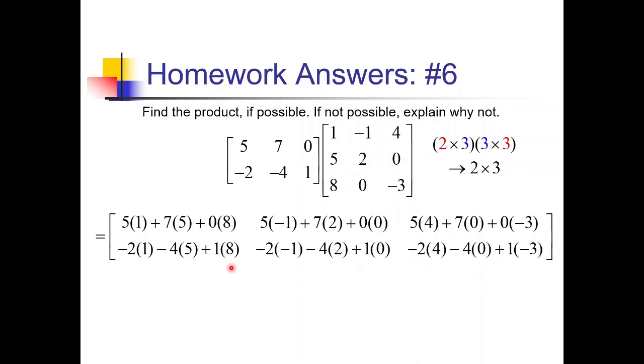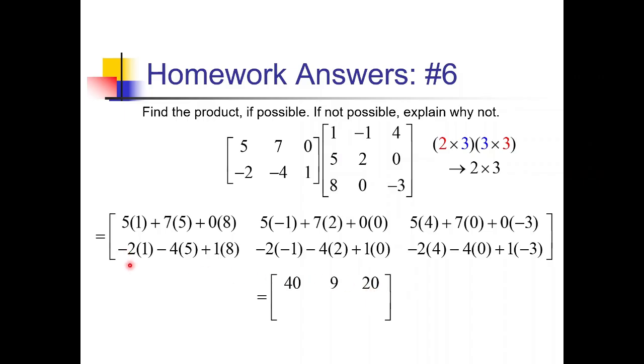All right, a lot of simplifying to do here. So we've got 5 plus 35 plus 0, so 40 there. And then negative 5 plus 14 plus 0, so that's 9. Next up, we have 20 plus 0 plus 0, so that's easy, 20.